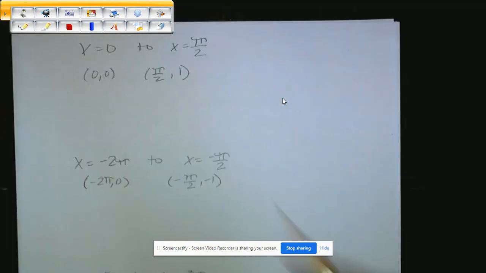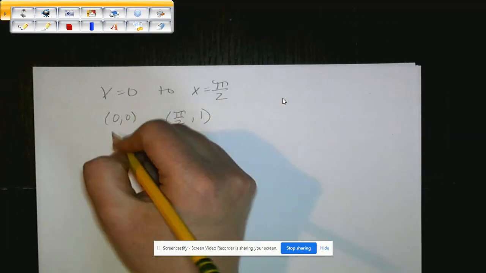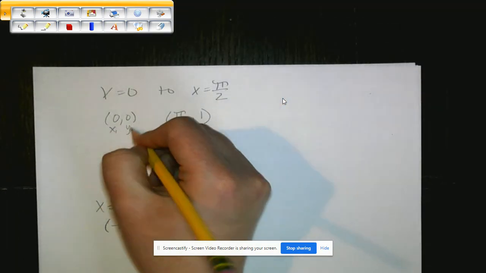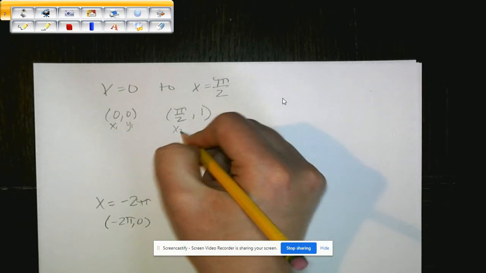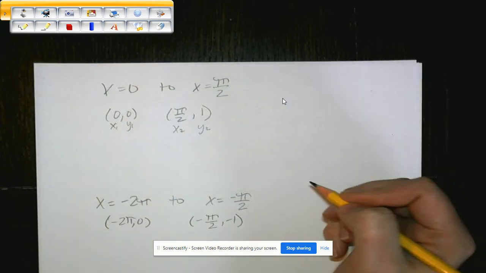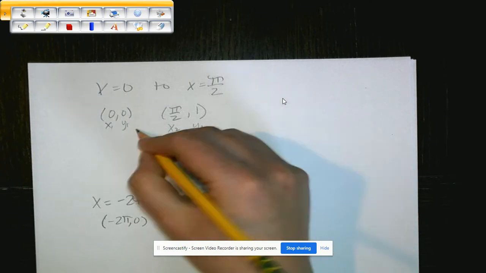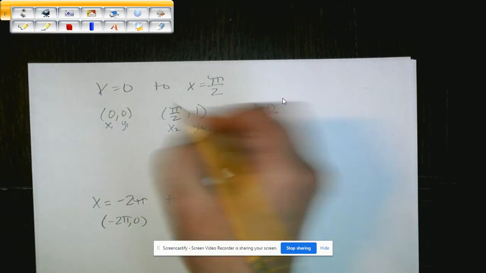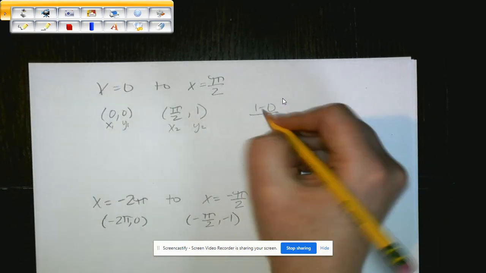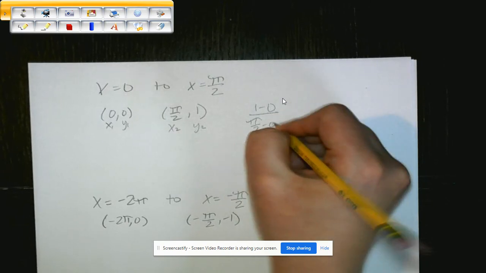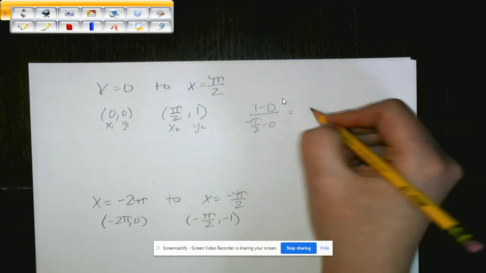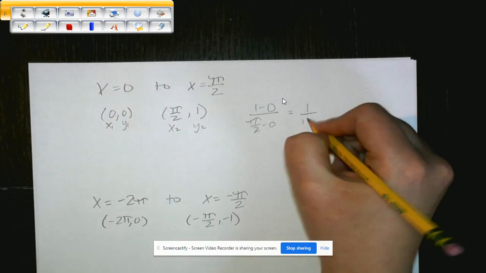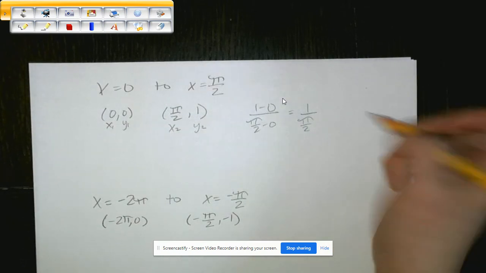So for the first one, we had our two coordinates. We have x1, y1, x2, y2. So y2 minus y1, 1 minus 0 over x2 minus x1, pi over 2 minus 0. Very easy. Anything minus 0 is itself. Okay, but we can't leave it that way.